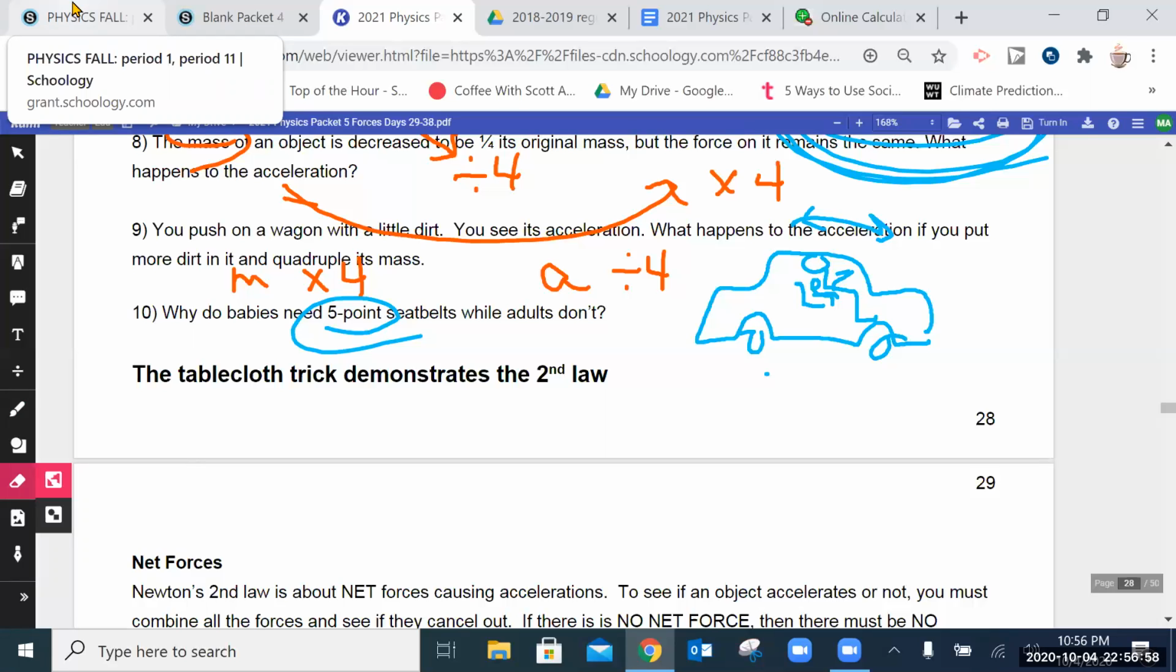Let's see here. The mass and the acceleration are inverse. And so if we have a very, very big mass, then we'll have very small accelerations. And so that's why they want to fill up the glasses with water to increase the mass. And that will decrease the acceleration as you pull out the tablecloth. There are some other things as well about the trick, but those are the major ones.